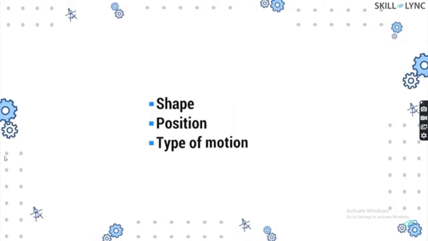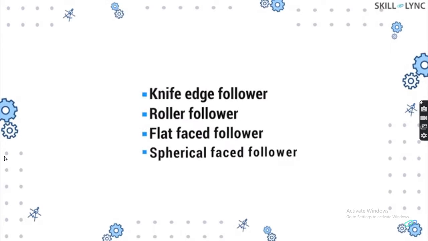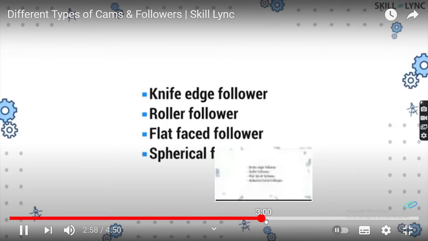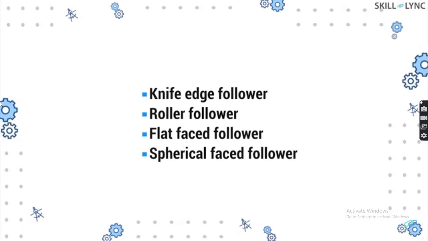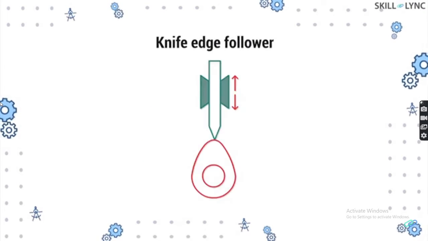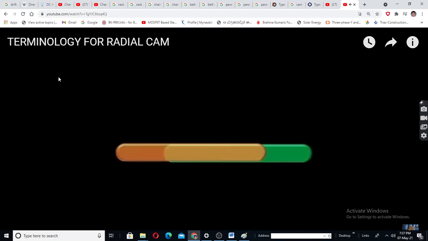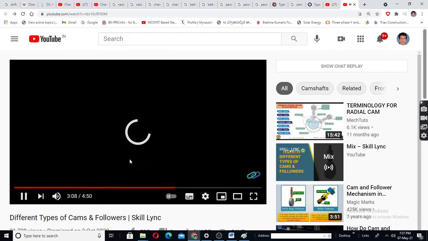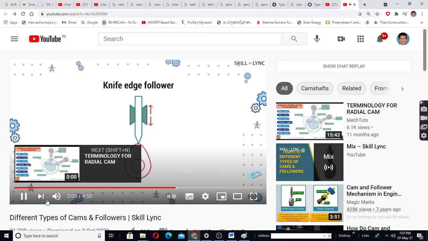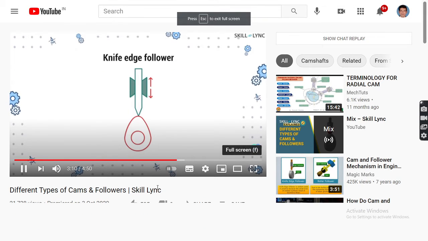The followers can be classified into several types based on their shape, position, and type of motion. When it comes to shape, followers are classified into knife edge follower, roller follower, flat faced follower, and spherical faced follower. Knife edge followers have a pointed end, and this setup is simple and compact. But this type of follower encounters more wear.